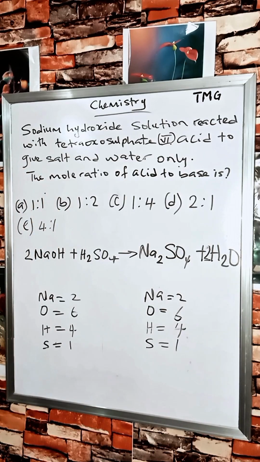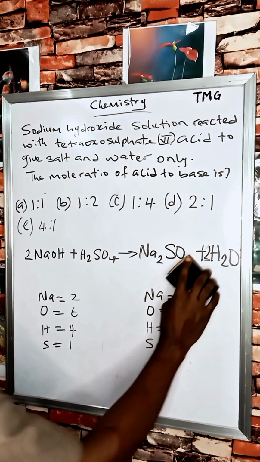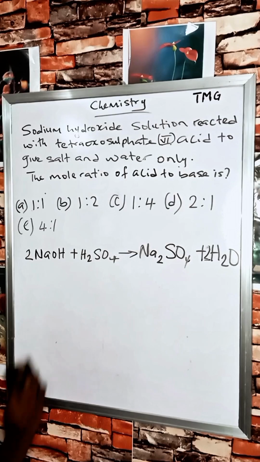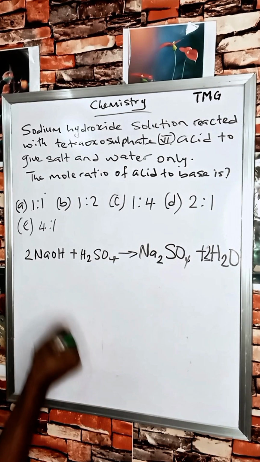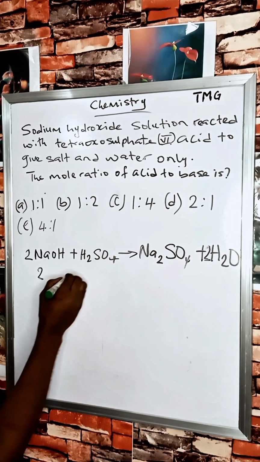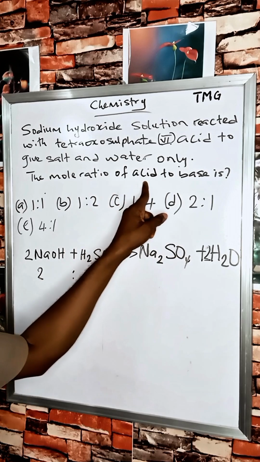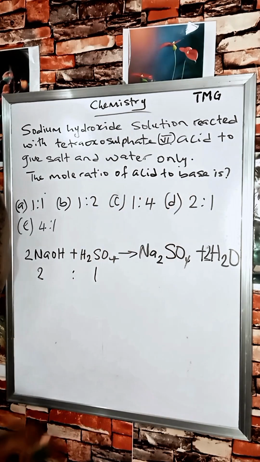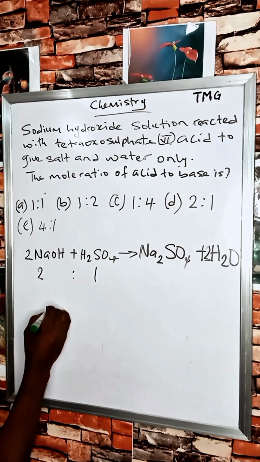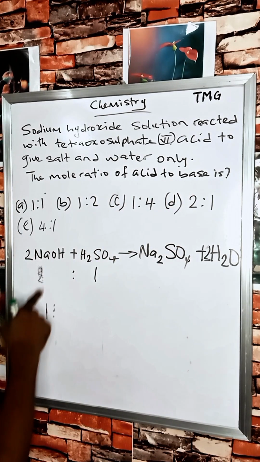So since the equation is now balanced, we can now deduce our ratio. So the ratio here is 2:1. Now, which one is an acid? This is an acid and this is a base. So the question was ratio of acid to base. So the acid to base ratio is 1:2.